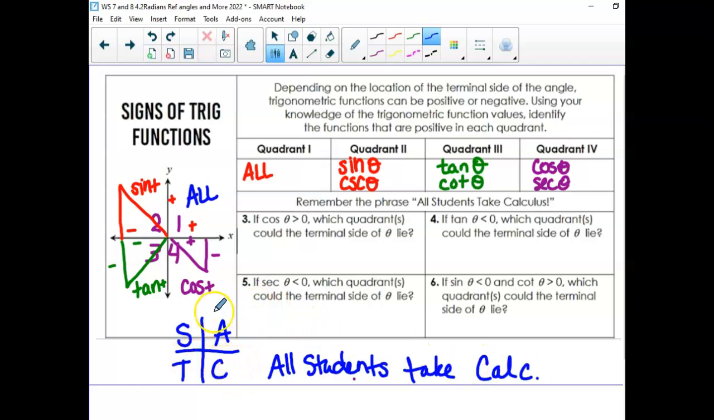Okay, all students take calculus. Now, the only reason I remember it that way is because you're going this way. Could you spell it like ACTS if you went this way? That might be easier for you to remember, but in my brain, the quadrants go this way, right? So either way, but you got to know what that stands for. It stands for all are positive, only sine and its reciprocal are positive, only tangent and its reciprocal are positive, and only cosine and its reciprocal are positive. So this stands for what's positive, okay? Not negative, what is positive.